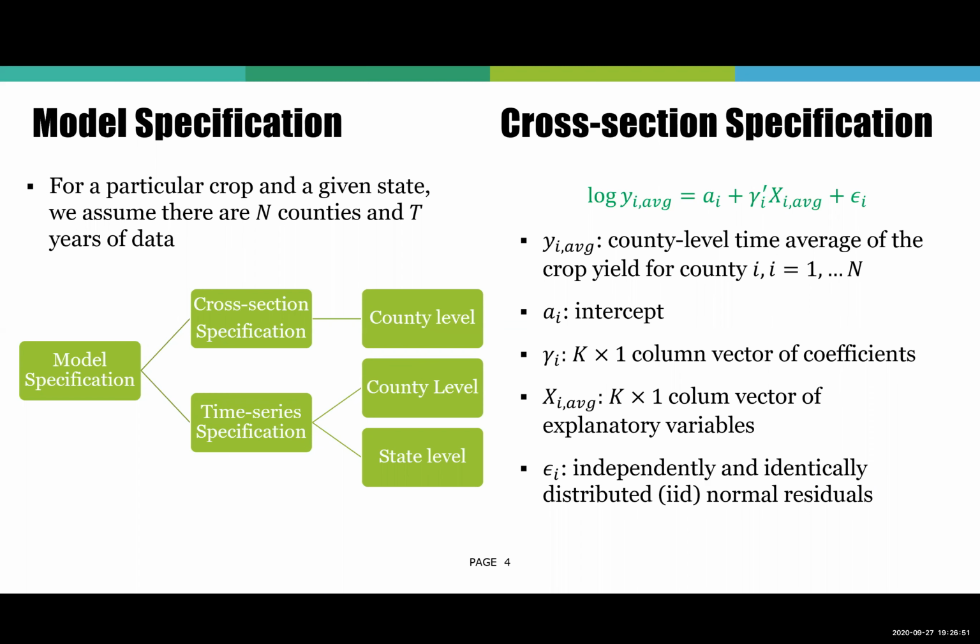From the display equation, the subscript i denotes county and the subscript AVG emphasizes the variables are averaged over time. Hence, the notation Y refers to the county level time average crop yield for county i. The variable a is the intercept, gamma is a vector of coefficients of K dimension, X is a vector of explanatory variables, and epsilon are the IID normal residuals. An advantage of the cross-section model is that spatially varying but time invariant variables such as soil quality measurements can be incorporated, and these may provide additional explanatory power for modeling crop yields.